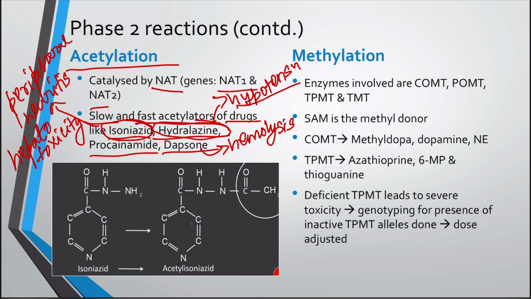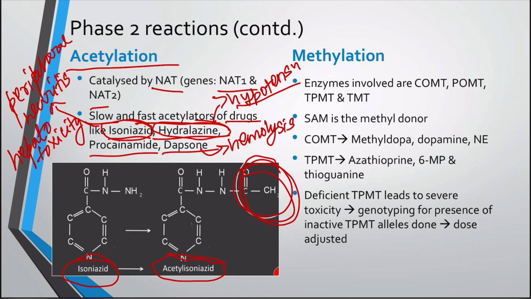So here you can see isoniazid, which is undergoing the phase 2 reaction, that is with the help of N-acetyl transferase, and it is being converted into acetyl isoniazid. So here you can see the addition of the acetyl group to isoniazid.